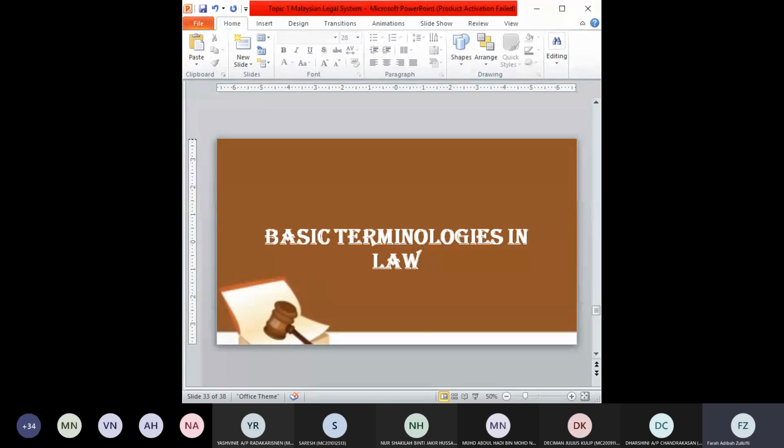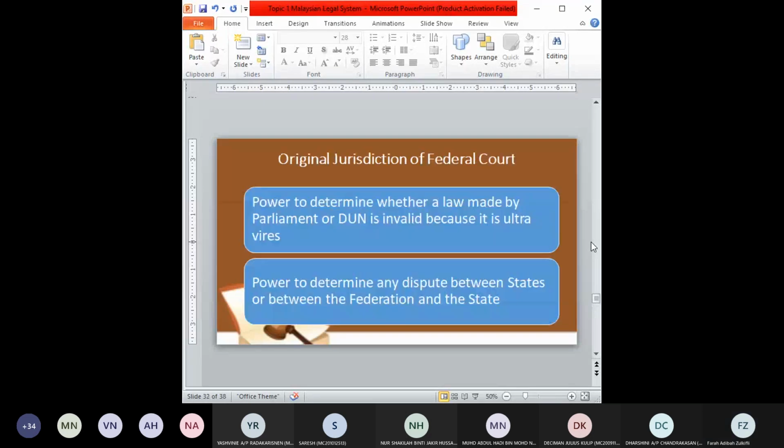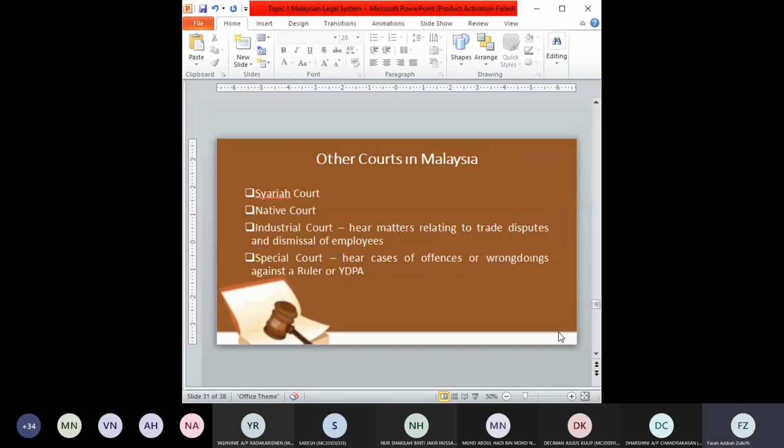Yes, Miss. Regarding that, the court that settles disputes among the states, can it be more than 2 states as well? Yes, because the wording in the federal constitution states that it determines any dispute between states. So maybe if the dispute is not only between Selangor and Kelantan, but it's also between Selangor, Kelantan, Terengganu and Perak, yes, the case will still be heard by the federal court. Okay, Miss. Thank you. Okay. Any other question?